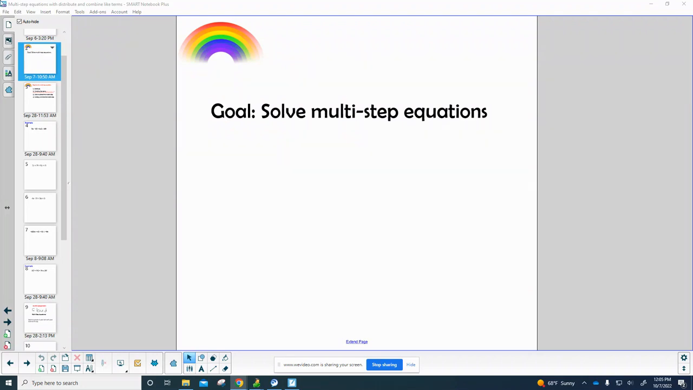All right, here we go. We've finally gotten to the point where we're about done with learning about these equations as one variable. And so today we're going to talk about solving multi-step equations, which can be a little bit more challenging. And so let's get started with that.